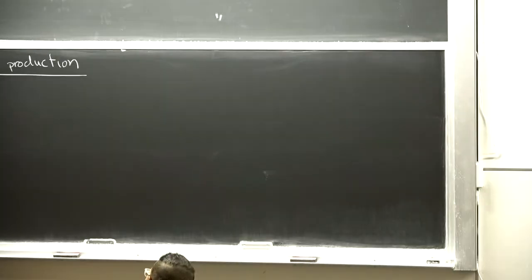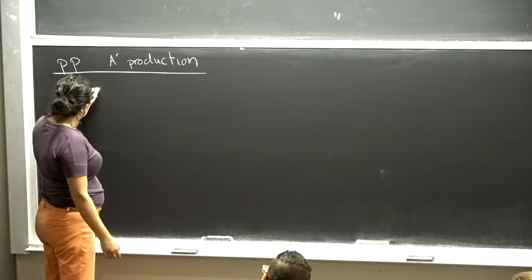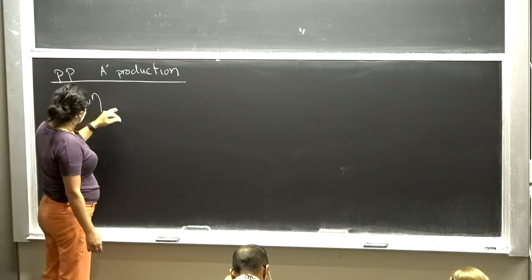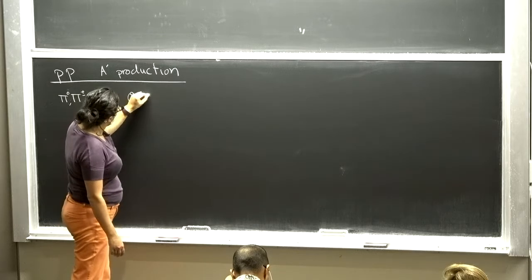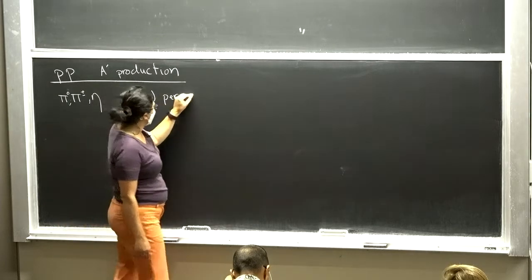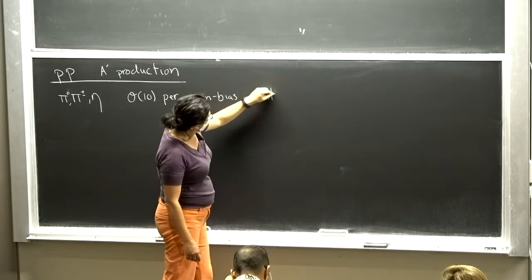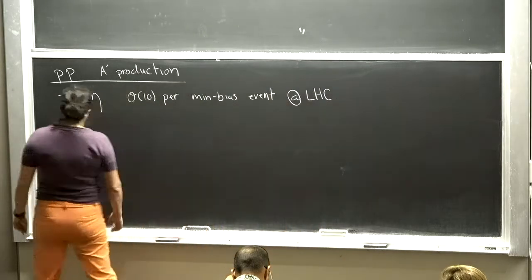So one thing that'll happen is that these proton-proton collisions produce a lot of mesons, right? You just have standard QCD interactions, min-bias interactions. They produce pi plus or minus, pi naught, and eta mesons. At the LHC, I think it's order 10 of these on average per min-bias event. That's logarithmically dependent on energy.